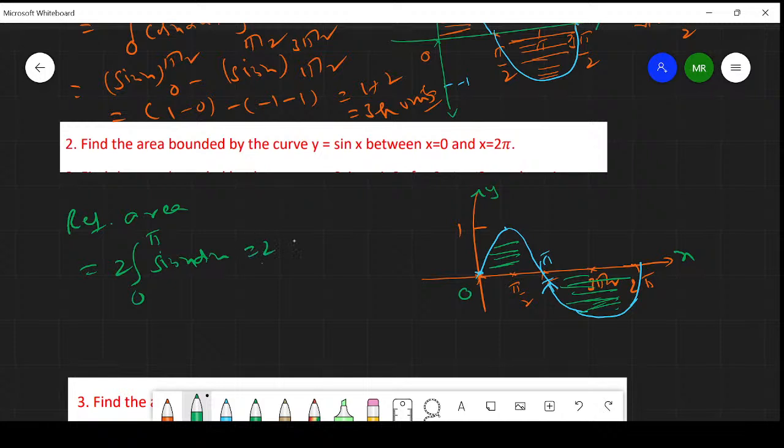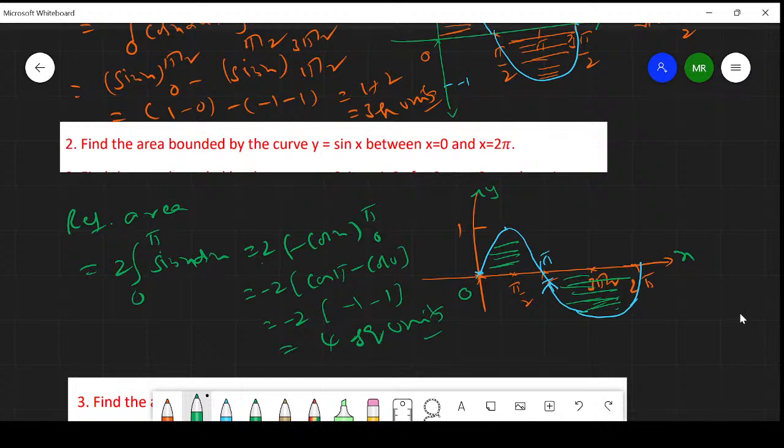If we take this one, 2 into integral sin x is minus cos x from 0 to pi. Minus 2 into cos 180 at the upper limit, cos 180 minus cos 0. It comes minus cos 180 minus 1, cos 0 is 1. It comes, answer 4 square units. Answer 4 square units. This is our answer.